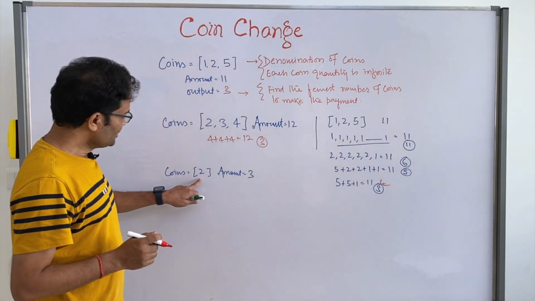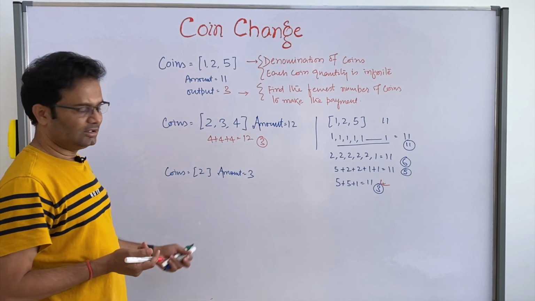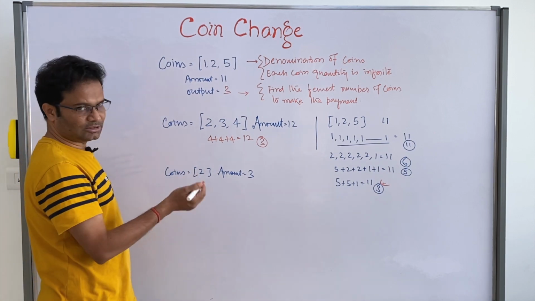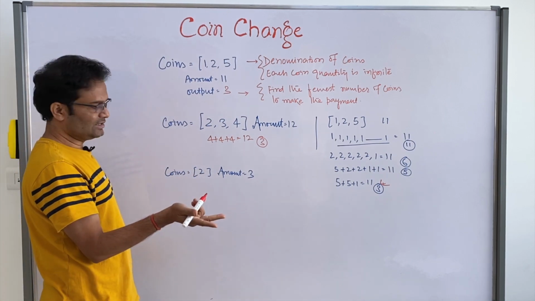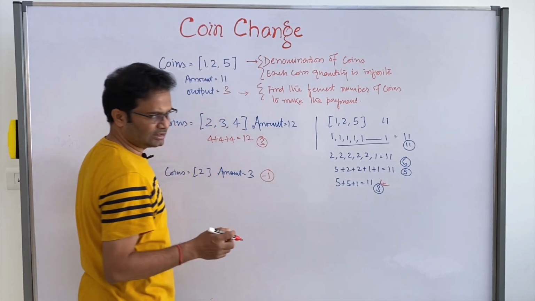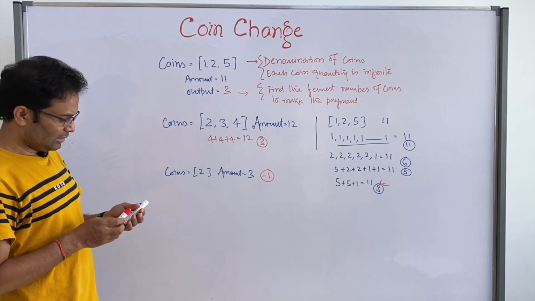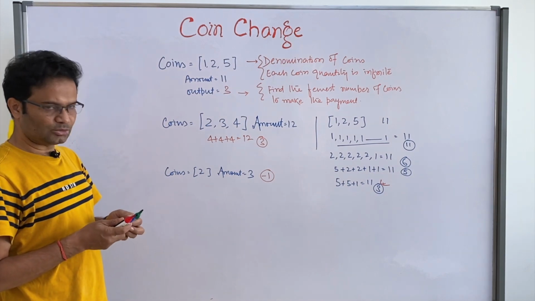Suppose you have the coin 2 and you have to make the amount 3. It is not possible, right? Even if you take 1 coin, it is 2. If you take 2 coins, it is 4. So it is not possible. So you have to return -1 because it is not possible. So this is the problem statement, and let me explain how you are going to solve it.